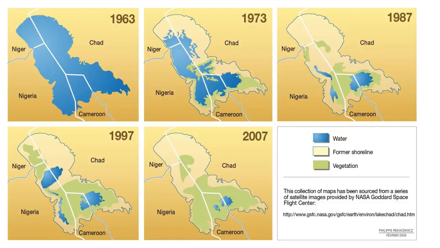But even with that reason, it's not possible for such rapid drying or depletion of fresh water. So what happened was that the people in these countries would like to develop their own agricultural practice, their farms, and they divert water from Lake Chad.